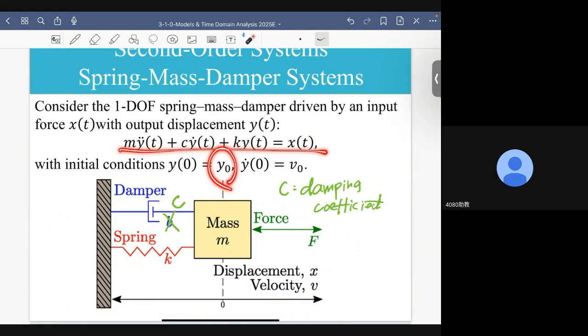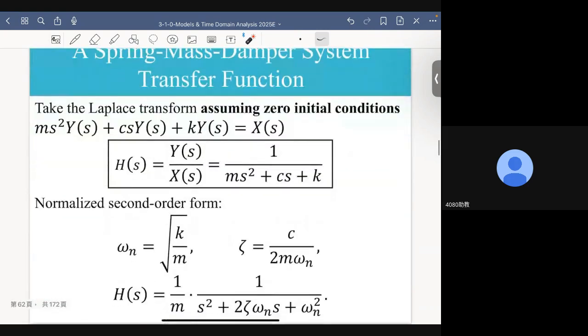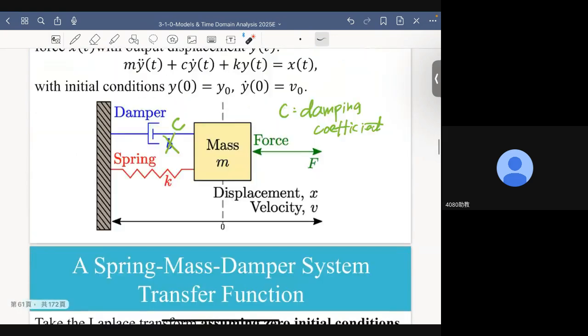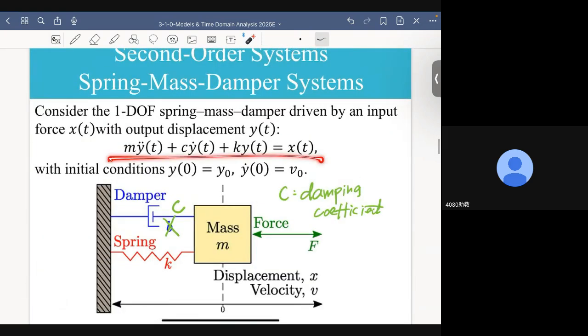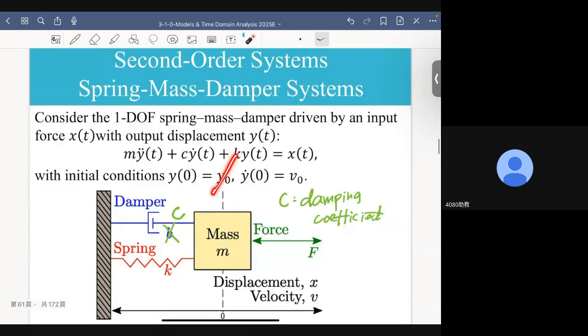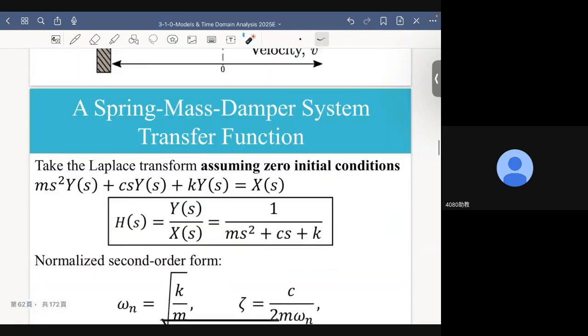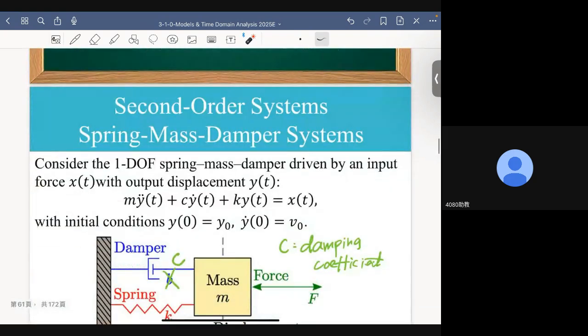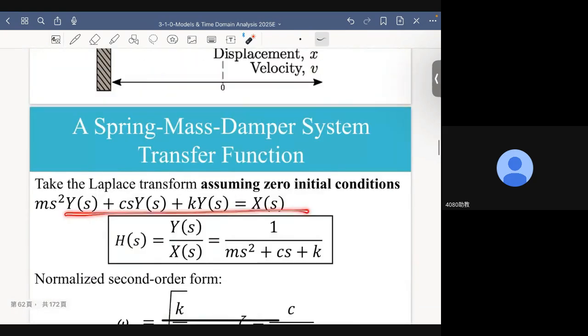And Y0 represents its initial displacement, and V0, by contrast, denotes the initial velocity of this mass, okay? So let's transform this equation of motion into the s domain. What we will do is take a Laplace transform of this system by assuming the initial conditions, that is, assuming Y0 is 0 and V0 is also 0. Then this is what I will get, okay? Again, we convert this differential equation into a simple algebra equation.